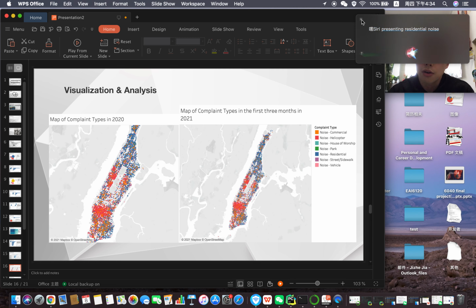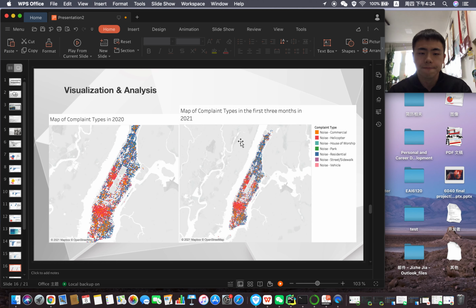And we can find orange points, which are representing commercial noise.